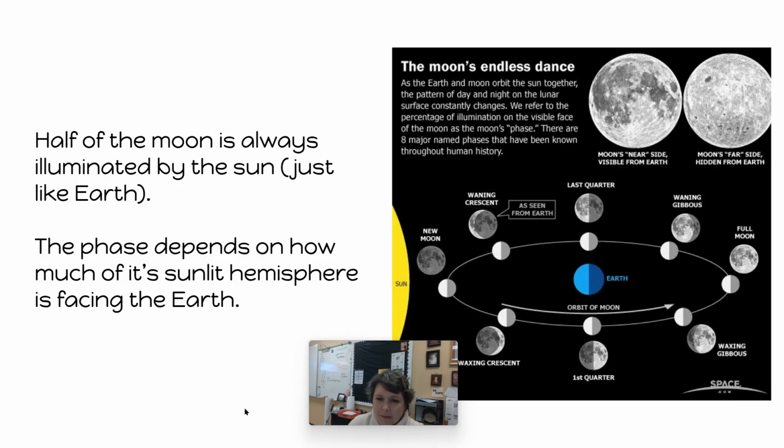Half of the moon is always illuminated, just like half of the Earth. Okay, so there's always half being illuminated. So when we move around like this, it's always half. It doesn't look like that from Earth, and that's kind of what we're talking about. The only thing that's changing is that our perception is changing, the way that we see it. Okay. The phase depends on how much of its sunlit hemisphere is facing the Earth.